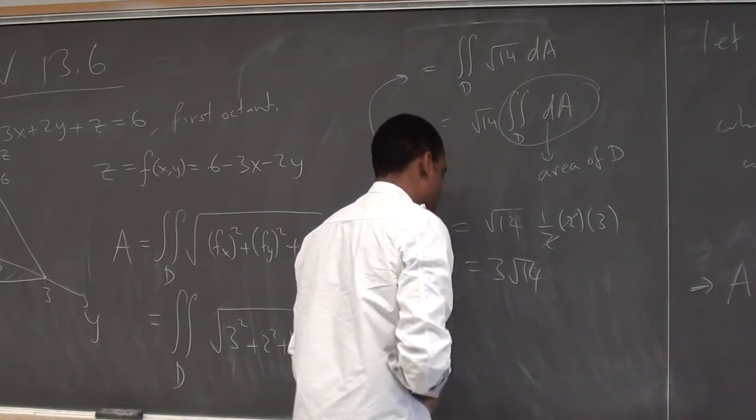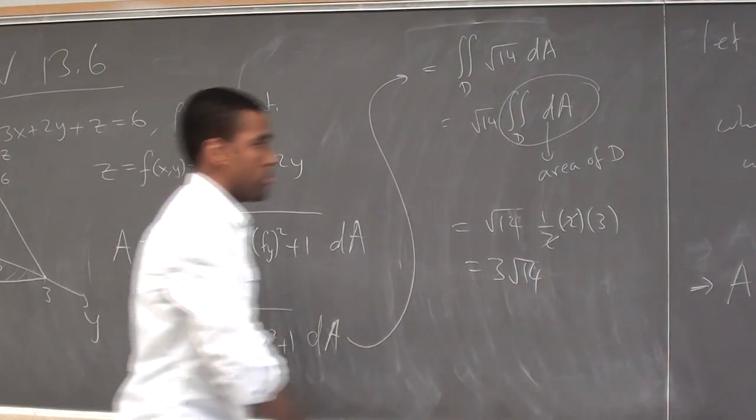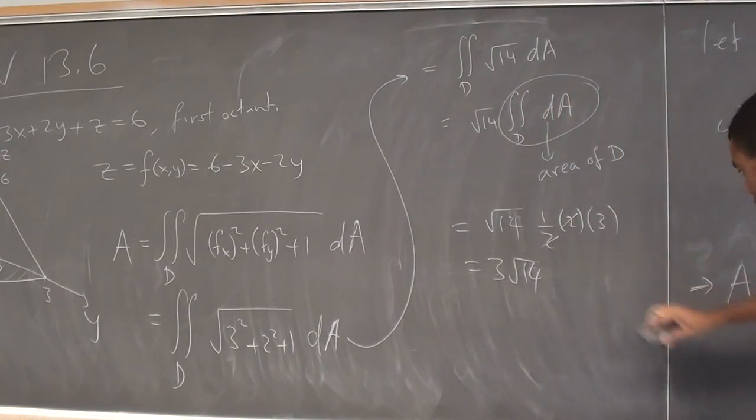Why didn't you write radical 17? If you wanted to actually set up the limits, you'd have to realize the following is happening. If it wasn't a constant, then you'd have to set up the limits to do it properly. But since it's a constant, you can take the easy way out and just find the area of the region.